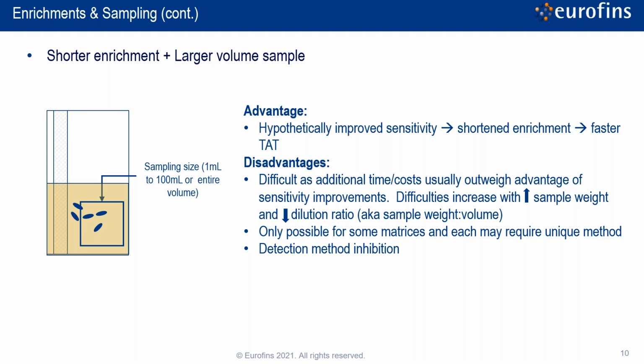And the difficulties increase as you increase the sample weight and as you decrease the dilution ratio. So as you have more sample to the media, the problems get even more difficult. This might be only possible for some matrices. Each matrix might even require a unique method. And then you also have inhibition problems because now you're sampling a larger volume.